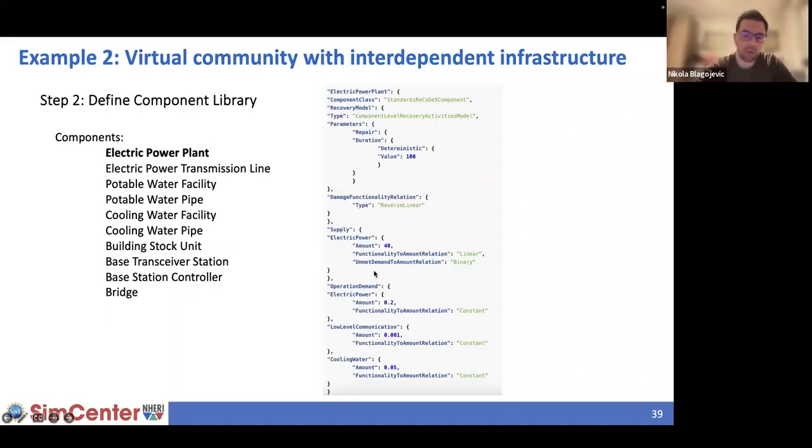For the operation demand, these are the resources this component needs to operate. We have electric power as well, communication and cooling water. They all have their initial amounts, and you also have the relation on how they're linked to the functionality level of the component.